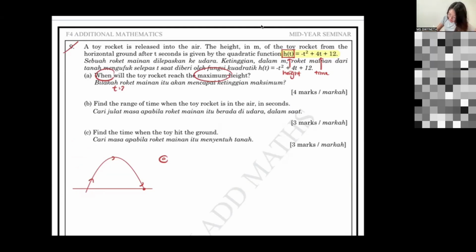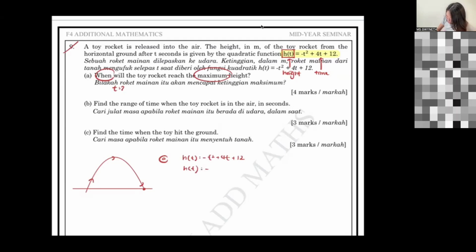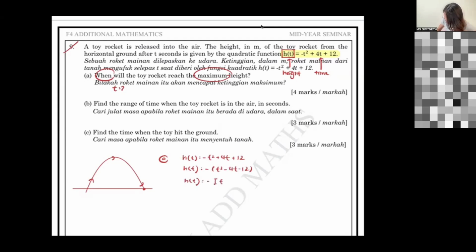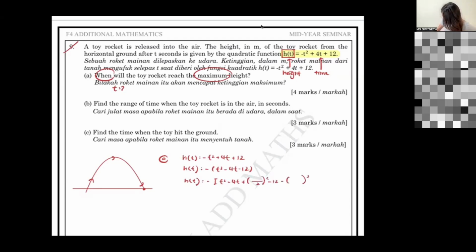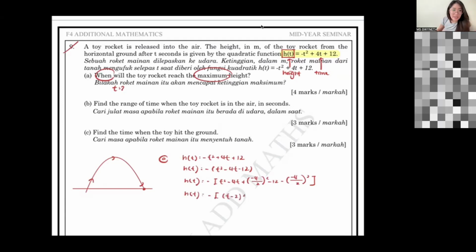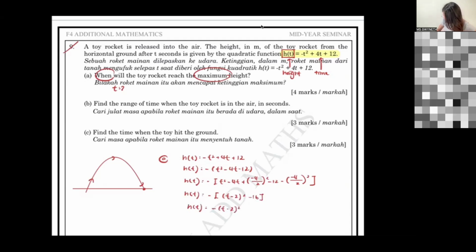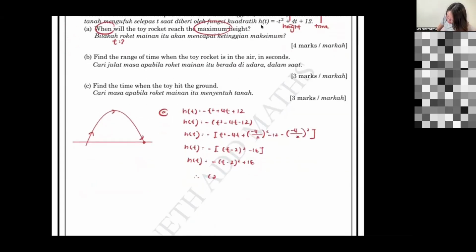Now, see, h(t) equals negative t squared plus 4t plus 12. Completing the square: first, you factorize the negative out. Then t squared minus 4t plus (divide by 2) squared, minus 12 minus (divide by 2) squared. What is negative 4 divided by 2? Negative 2. Then tidy up: (t minus 2) squared, and when you open the bracket, you should get negative 16. Then multiply by negative: negative (t minus 2) squared plus 16. So from here, we know that the vertex is (2, 16).